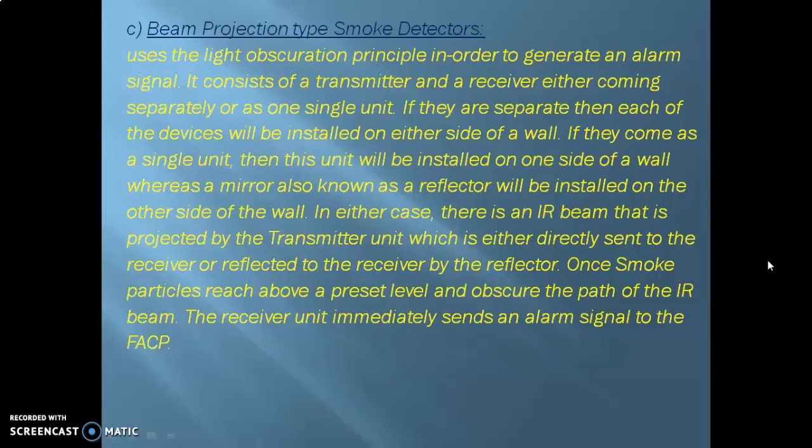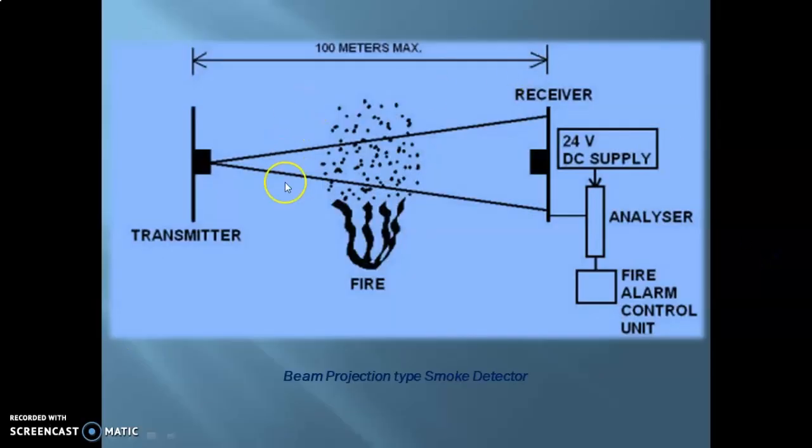So next I'm going to be showing you exactly what I'm talking about. You can see this is an example of the beam type smoke detector, where the transmitter and the receiver are actually separate. You can see the beam of infrared light over here, and the maximum distance mentioned here is 100 meters. You have the analyzer unit that is connected to the receiver, and then it's connected to the fire alarm control panel.